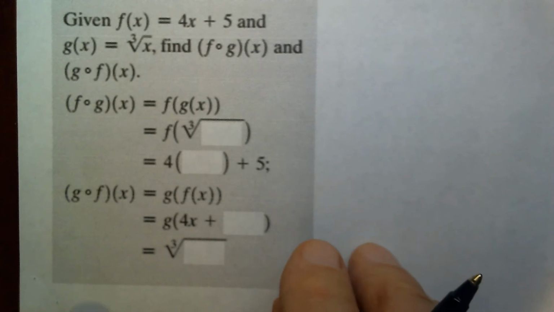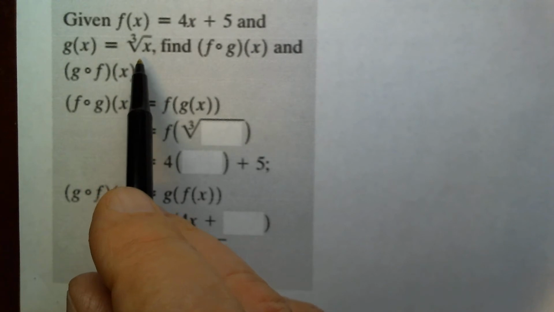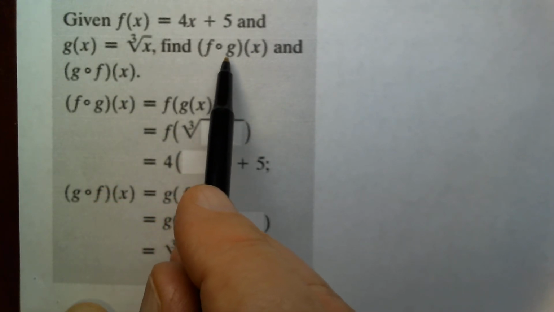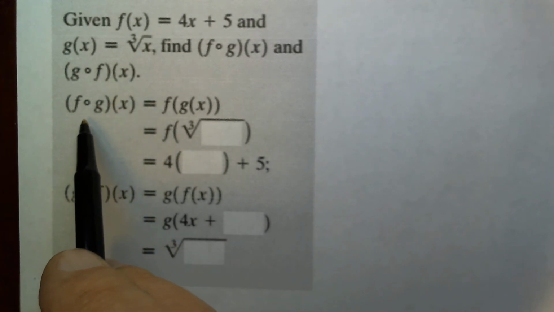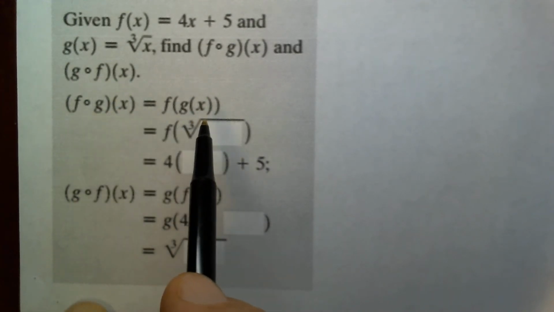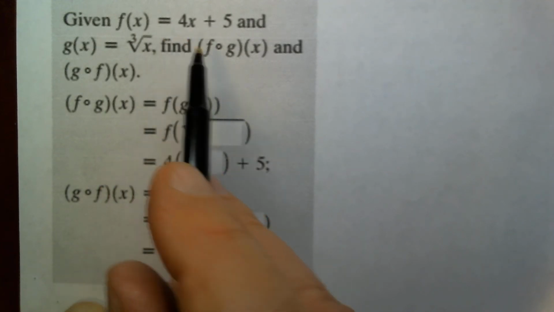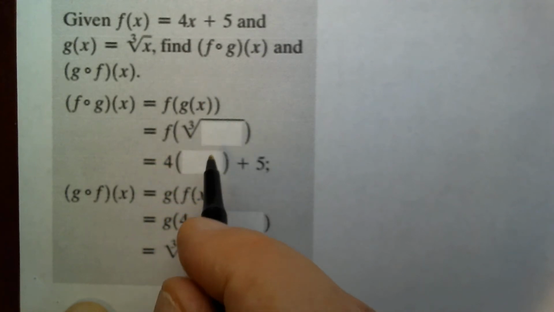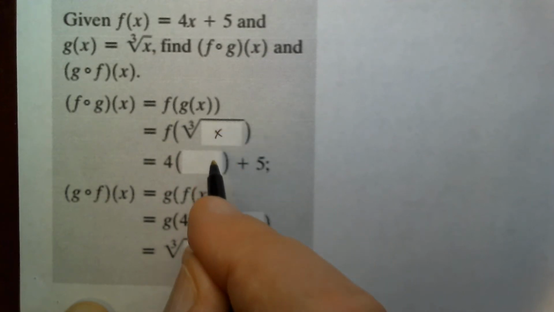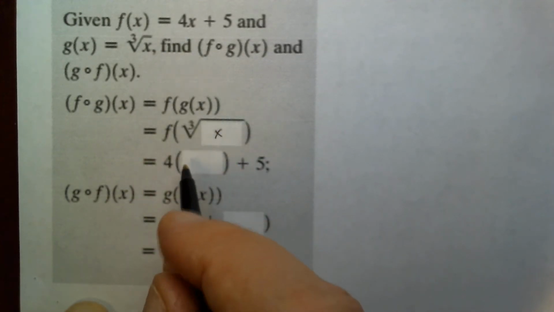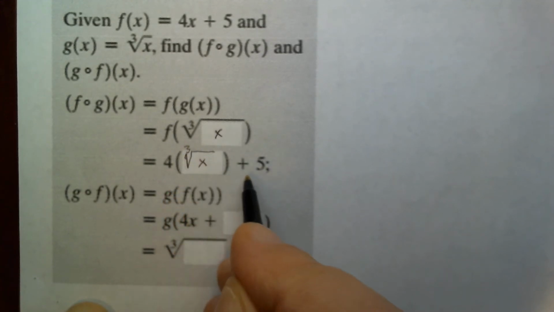So here's a guided solution. Given f of x equals 4x plus 5 and g of x the third root of x, find the composition of f and g of x and the composition of g of f of x. So first, the composition of f and g of x. That means now g of x is the input to the function f of x. So now we replace x with the third root of x, because that is g of x. So that means we have 4 times the third root of x plus 5.